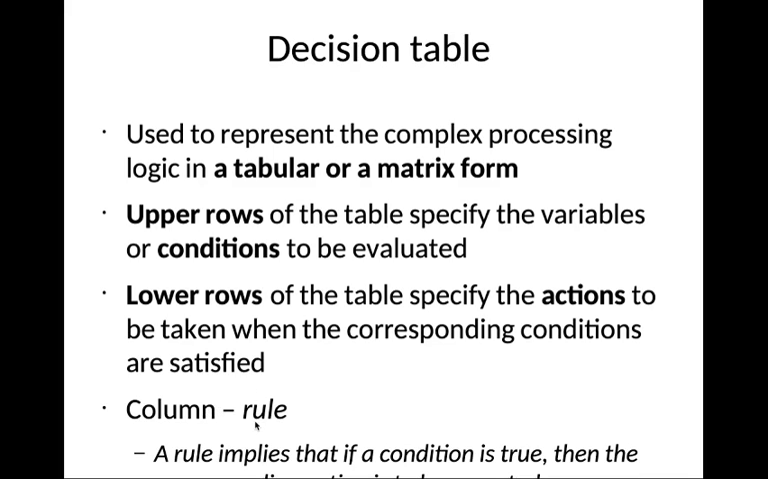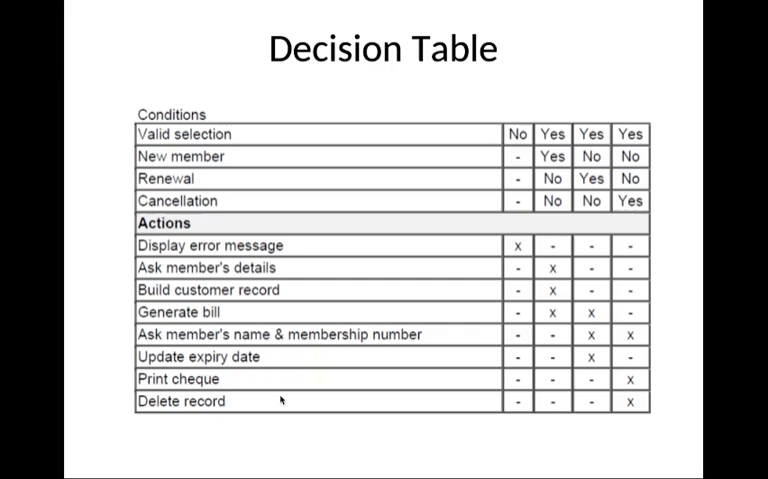Okay. So here a rule implies that if a condition is true, then this action should be taken. So each column there, we call it as a rule. We'll see an example, then you'll understand. The previous example we have seen, the LMS software, the same thing can be represented using a decision table. So the top rows will represent the conditions and the lower rows will represent the actions.